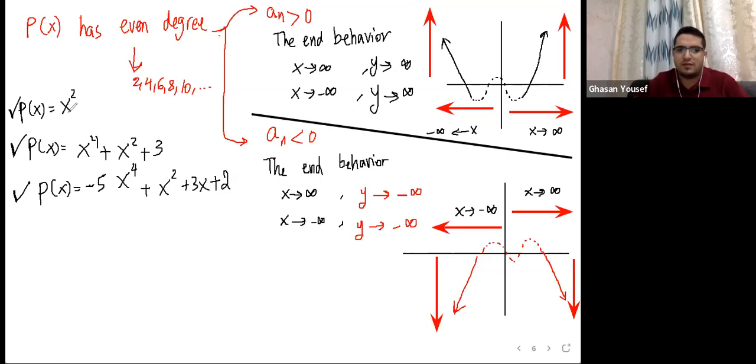All of them work the same, using the same end behavior, because all of them have an even degree. And also we're looking at the leading coefficient. What is the leading coefficient here? 1, exactly. What is the leading coefficient of the second one? 1. What is the leading coefficient for this? Minus 5, exactly. Correct, nice.